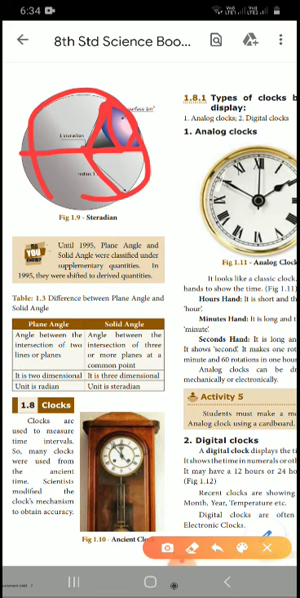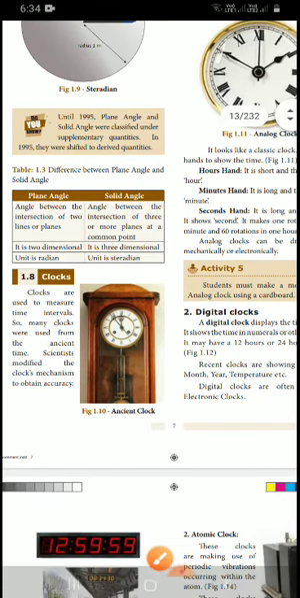Next, an important 2-mark question: what is the difference between plane angle and solid angle? Plane angle is the angle between the intersection of two lines. Solid angle is the angle between the intersection of three or more planes. Plane angle is 2 dimensional, solid angle is 3 dimensional. The unit of plane angle is the radian, and the unit of solid angle is the steradian.